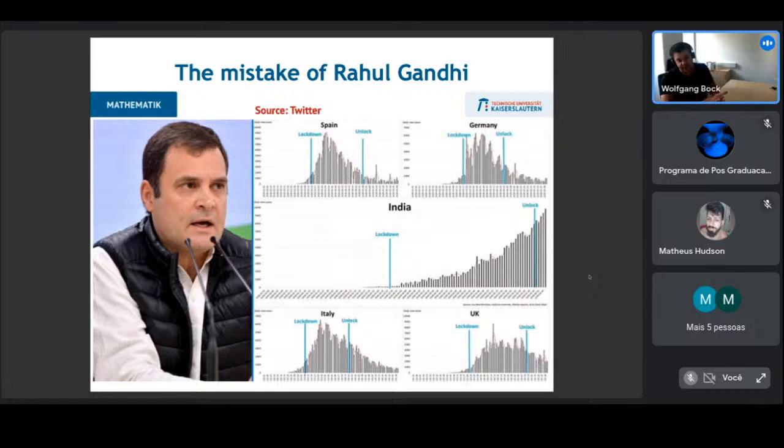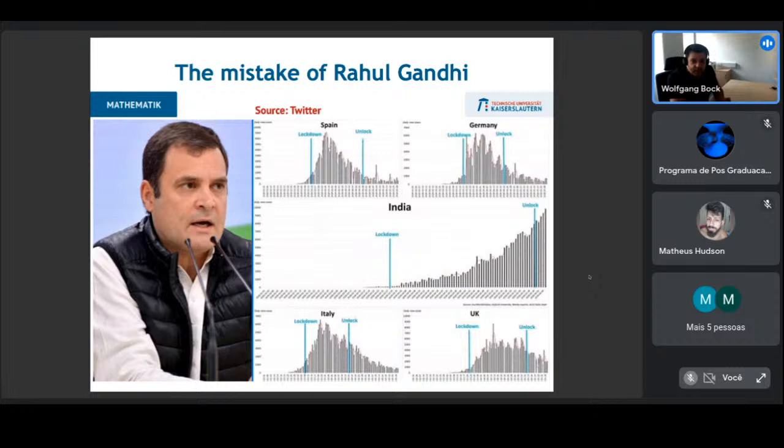In the early days of the disease, there was this mistake by Rahul Gandhi, who said this is a failed lockdown in India. You see that we had Spain, Germany, Italy, and UK. You see, the right-hand side is exactly what he put on Twitter. On top there was a sign of a failed lockdown. But the mistake that he made here is a typical scaling mistake. Spain, Germany, Italy, and UK were all in the exponential phase, right? And India also, obviously.